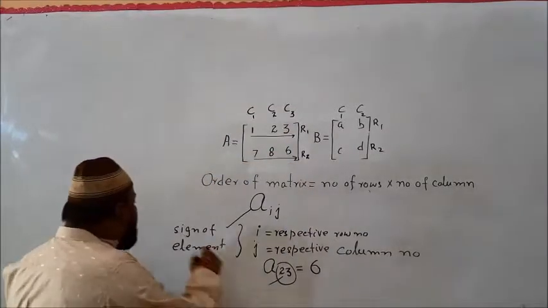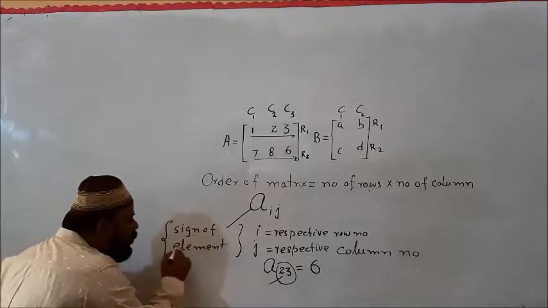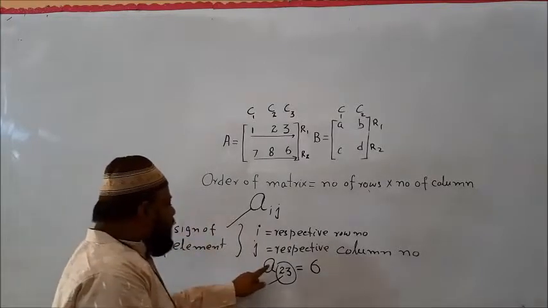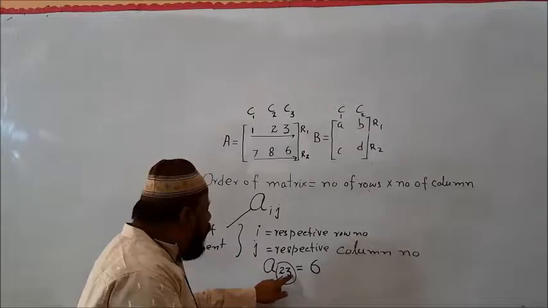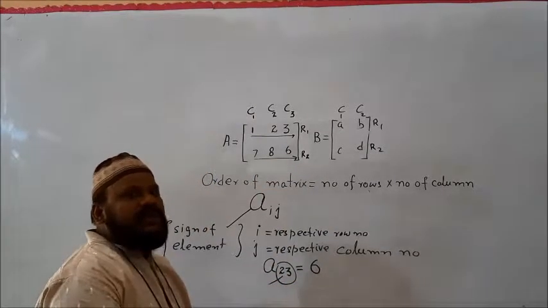तो हमने यहाँ पे फाइंड आउट क्या करना है? साइन ऑफ एलिमेंट, यानी 2 रो का कॉलम नंबर 3 का एलिमेंट्स क्या है? 6. तो आई रोट हियर 6.